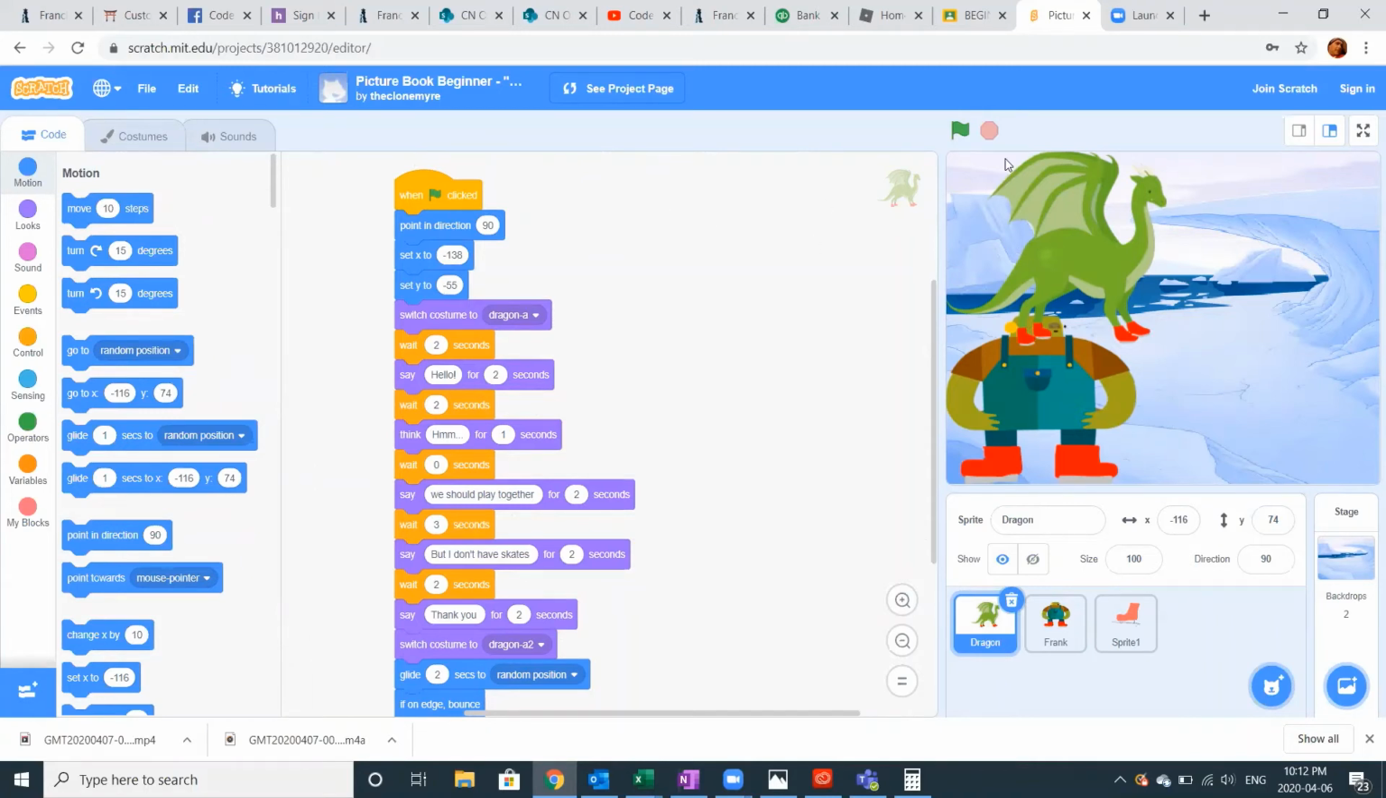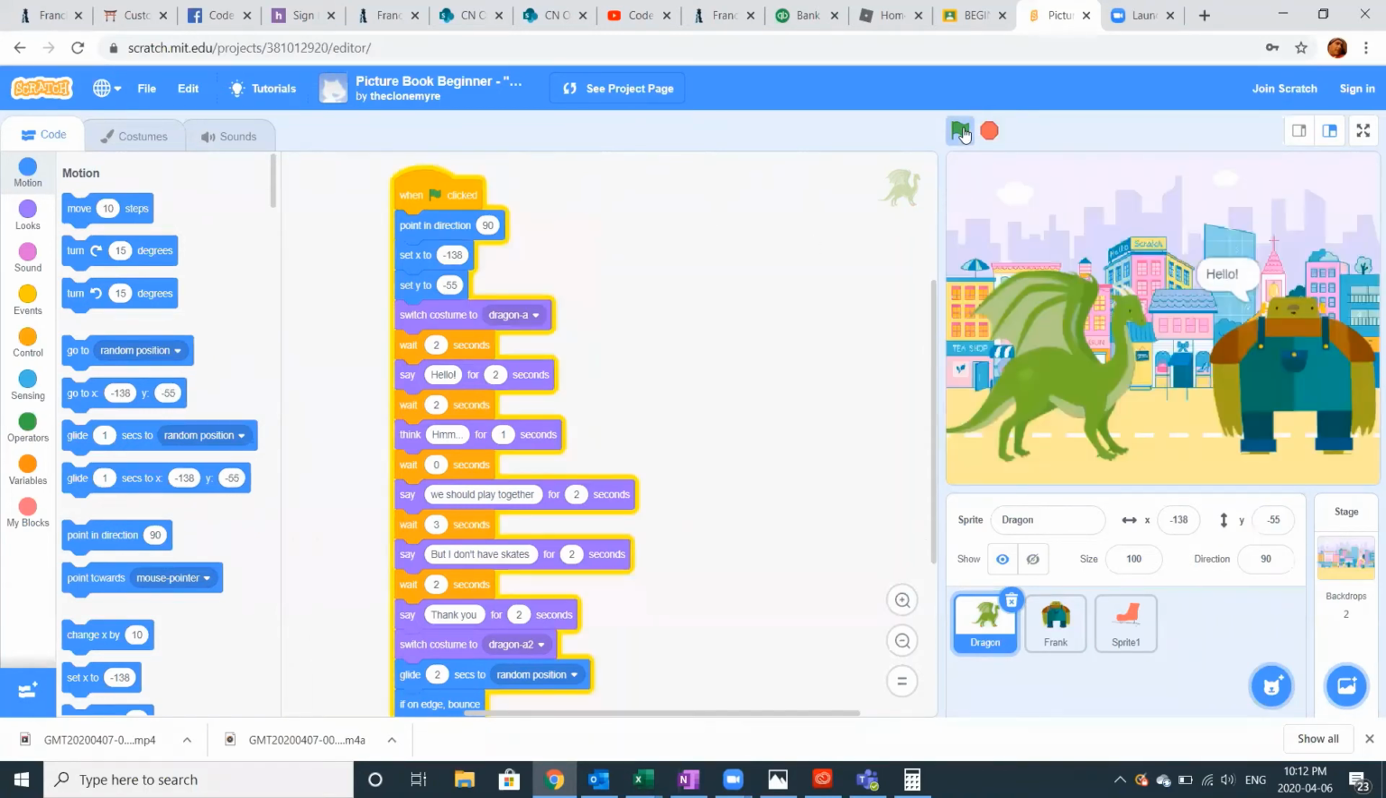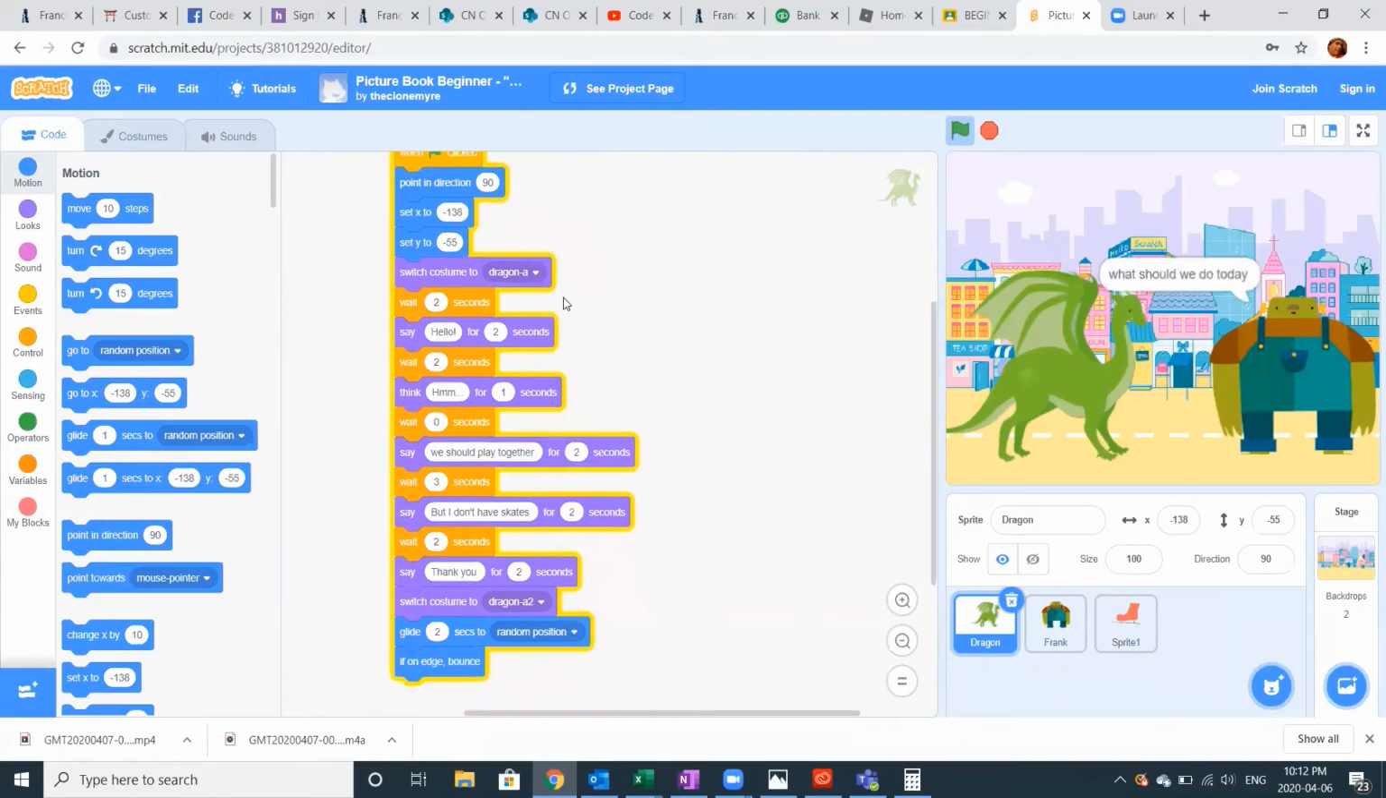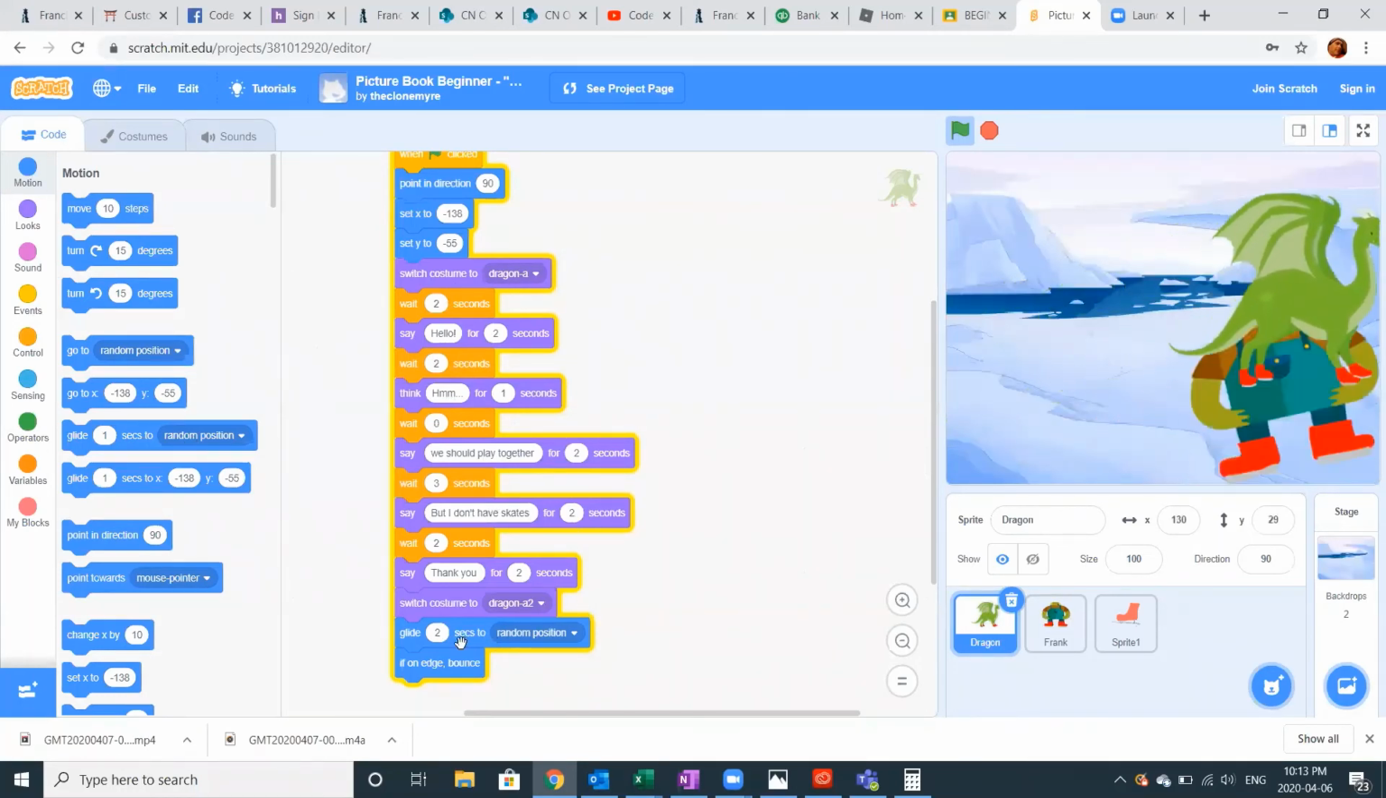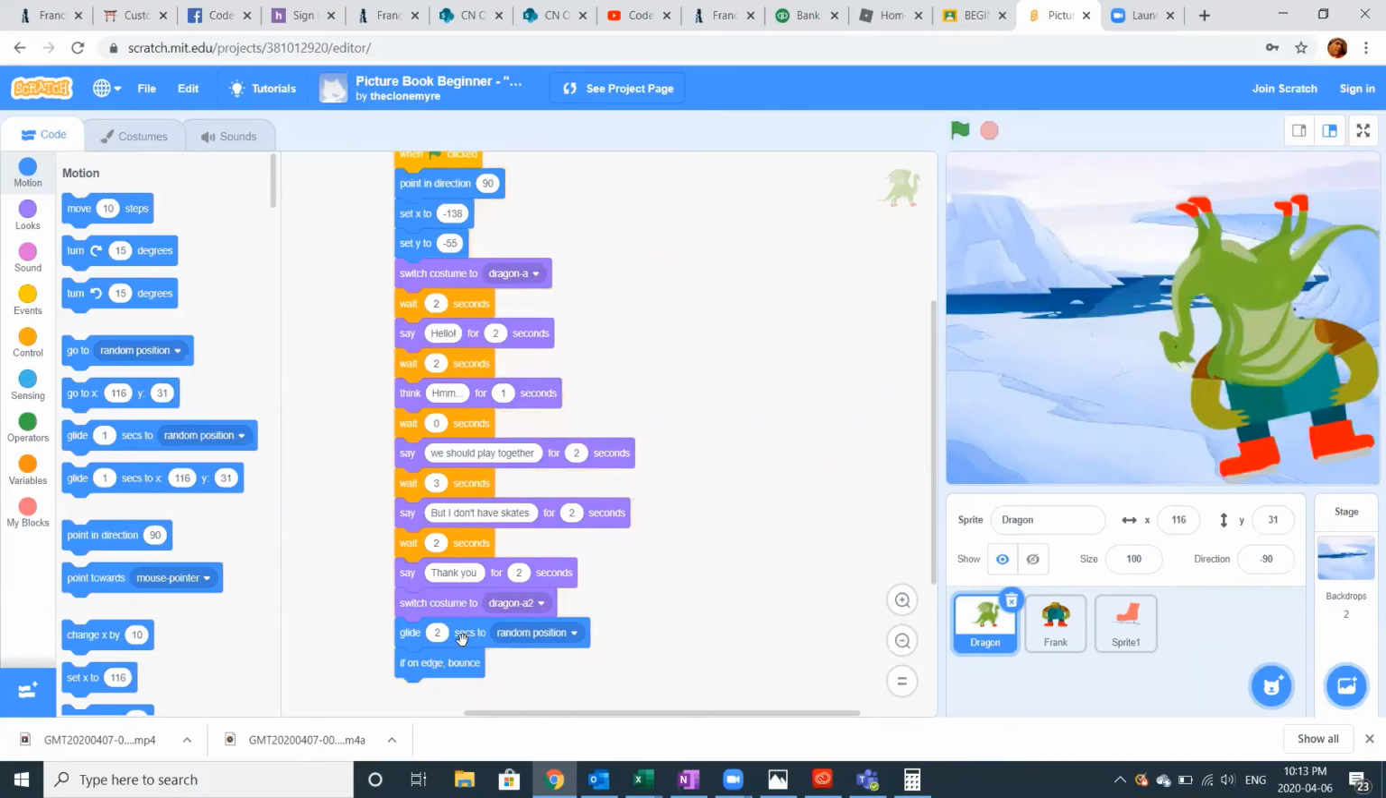So he had the dragon start right beside Frank, and they're chatting in the city. Then it looks like he also wants to code what the dragon is going to say, and he waits in between because Frank is talking back to him. So he's coded all of this by bringing the blocks over, and then it looks like he's going to glide Frank to a random position, and that is when it goes over to the ice background.